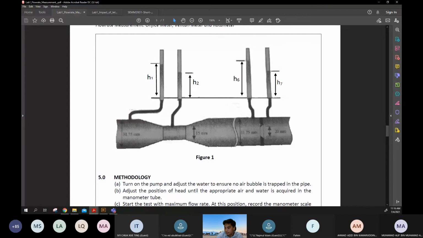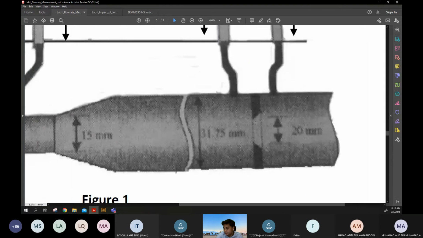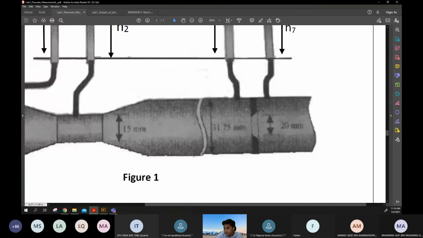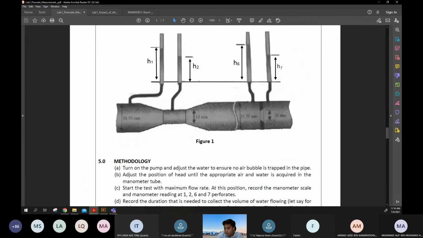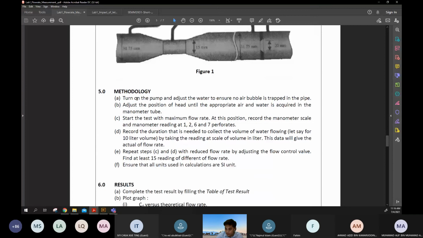But here we have the obstacle, so you need to consider this cross-sectional area. This is reducing, this is increasing. Can you see here? It is sloping, increasing gradient. So this is the methodology concept.